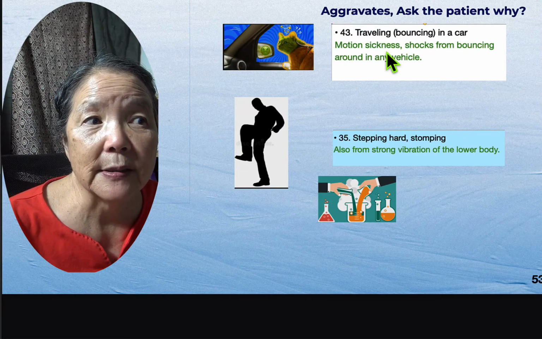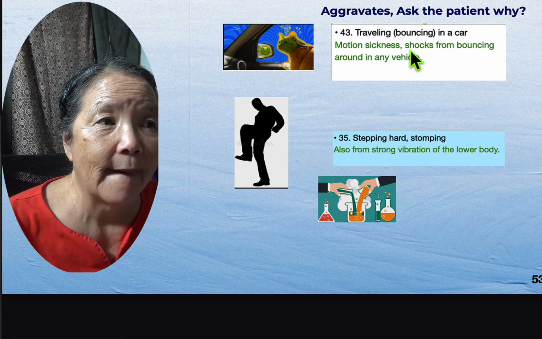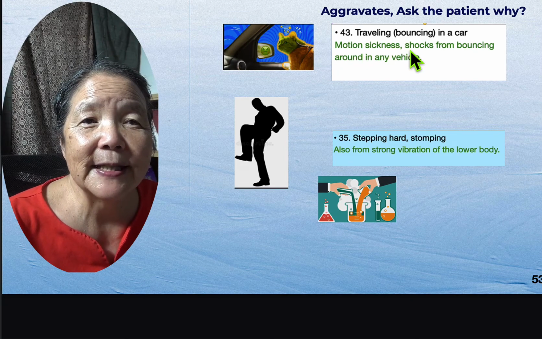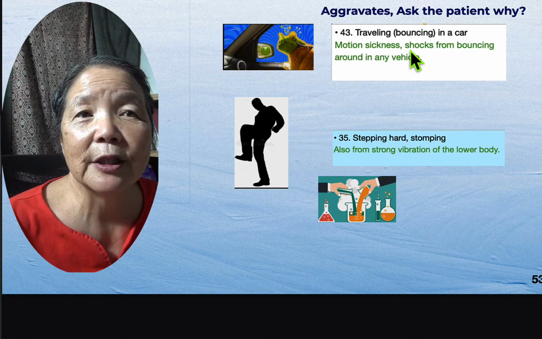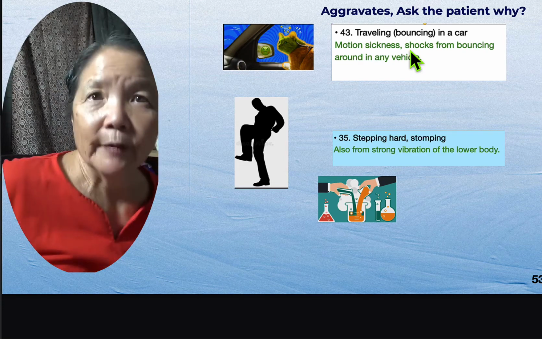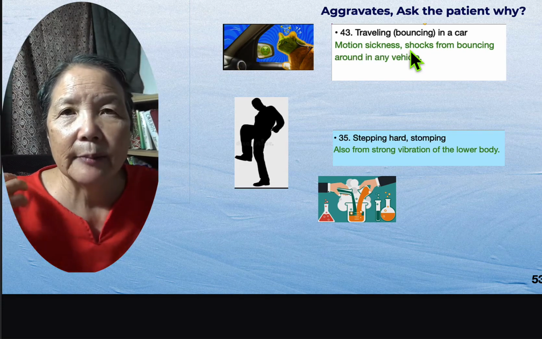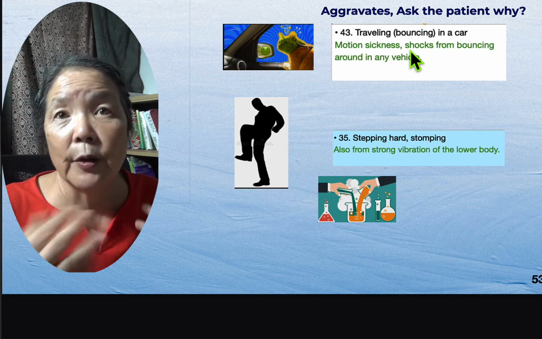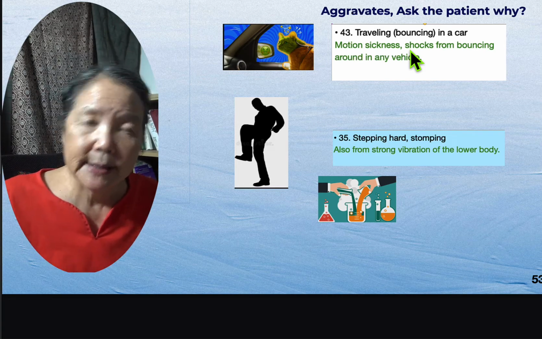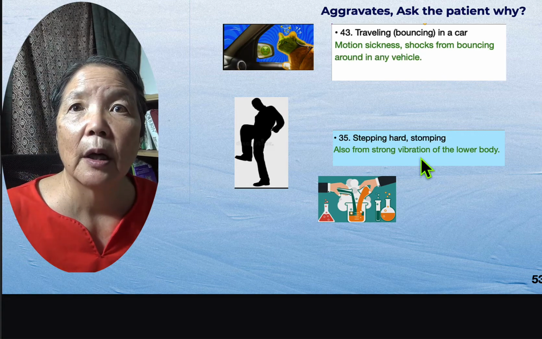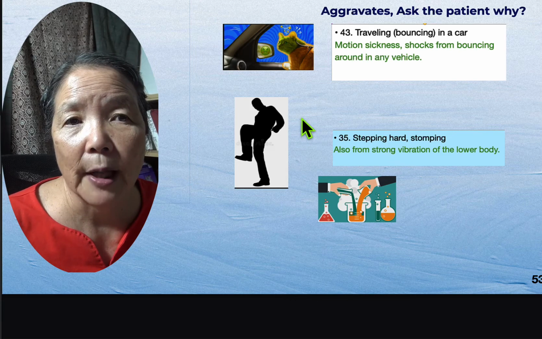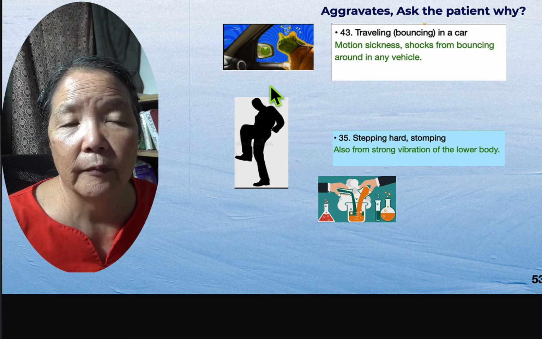These two are always a little bit confusing for me because traveling and bouncing up and down can be hurting something that hurts because of the bouncing up and down. And stomping can also cause, for instance, a joint to hurt, or a part of the body that rubs against another part of the body. There are various scenarios. Of course, they're quite different.